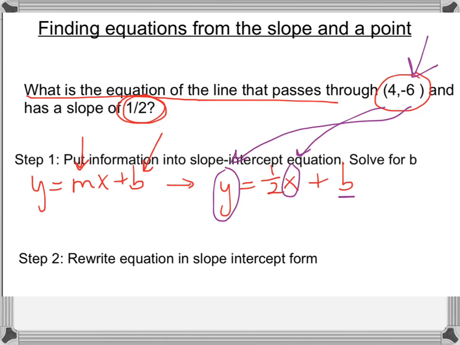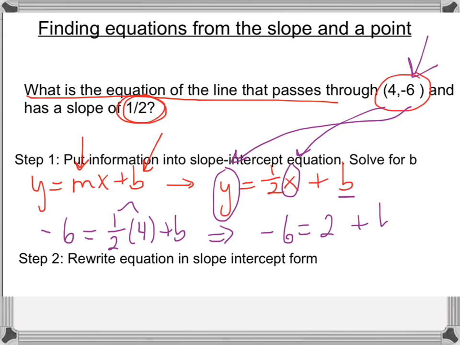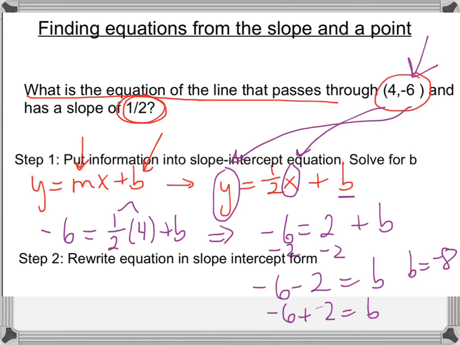So let's put negative 6 in here is equal to 1/2 times 4 plus b. Okay, now I'm going to put this little arrow over here. That means that negative 6 is equal to 1/2 times 4, which is 2, plus b. If I solve this for b, I'd subtract 2 from both sides. Remember, negative 6 minus 2 is equal to b, but that's the same as negative 6 plus negative 2. So b must be negative 8.